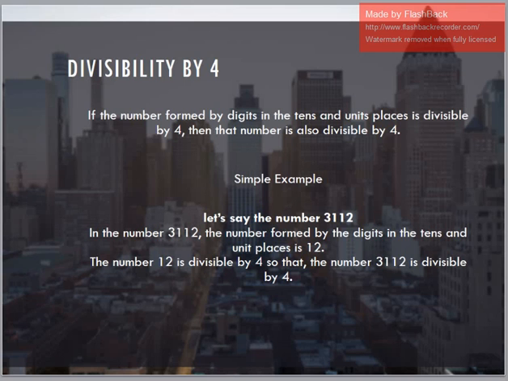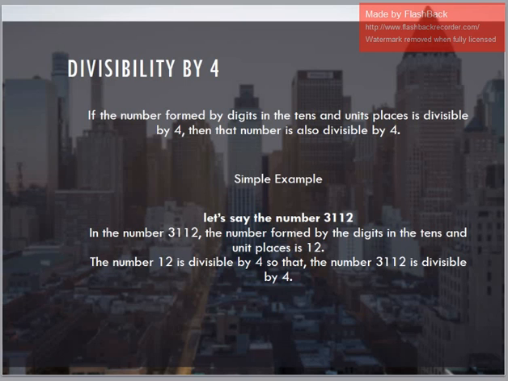Alright. So, next is divisibility by 4. If the number formed by digits in the tens and units places is divisible by 4, then that number is also divisible by 4. So, let's say the number is 3112. In the number 3112, the number formed by the digits in the tens and unit places is 12. The number 12 is divisible by 4, so the number 3112 is divisible by 4.